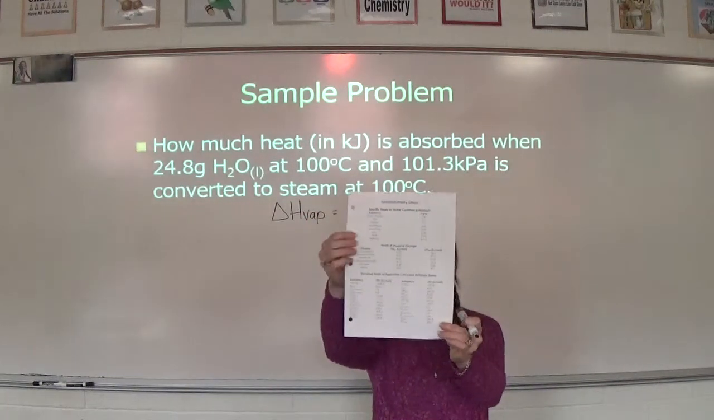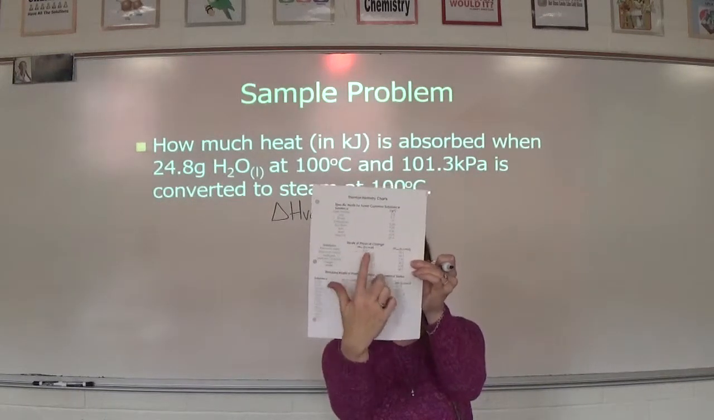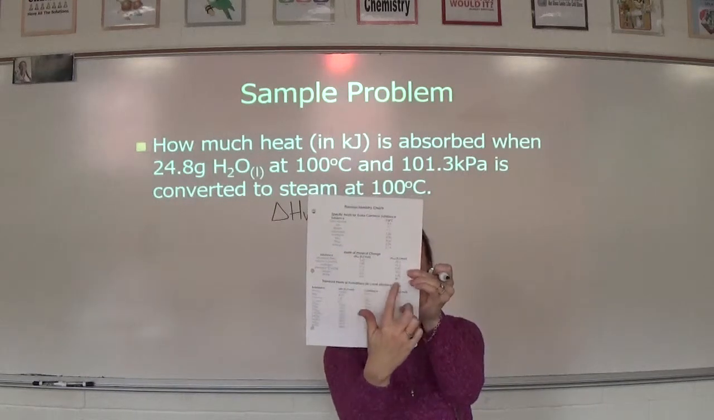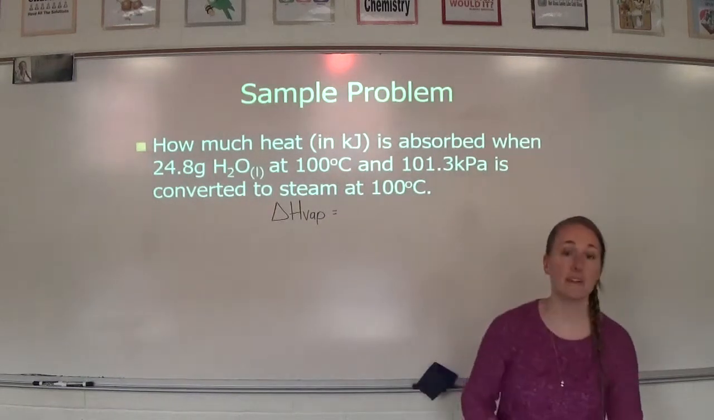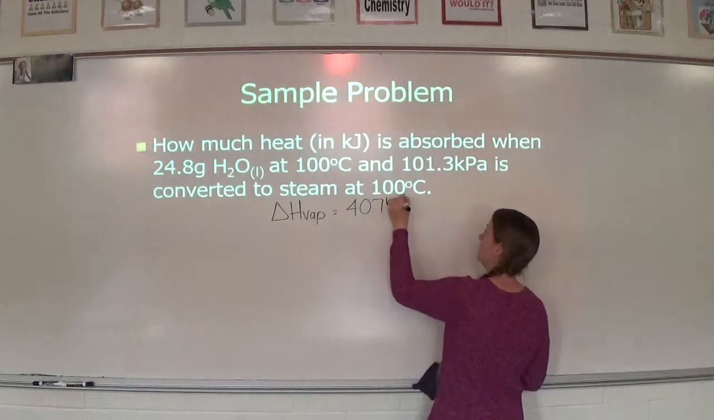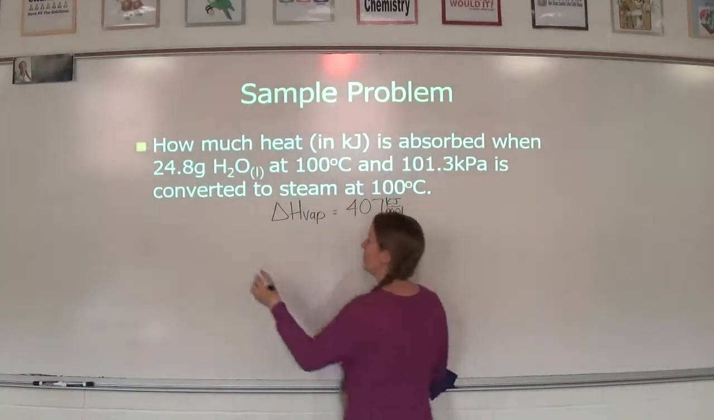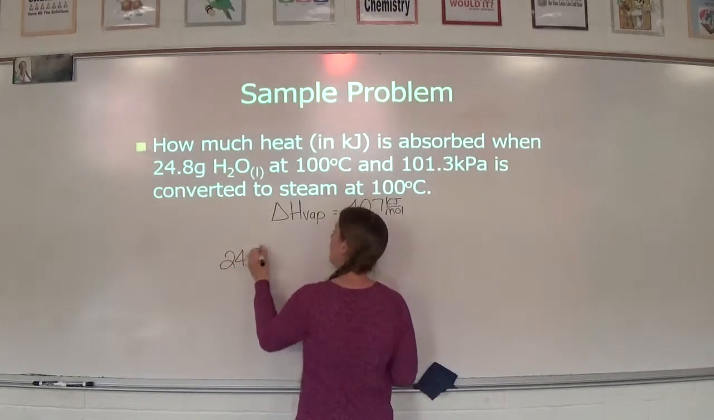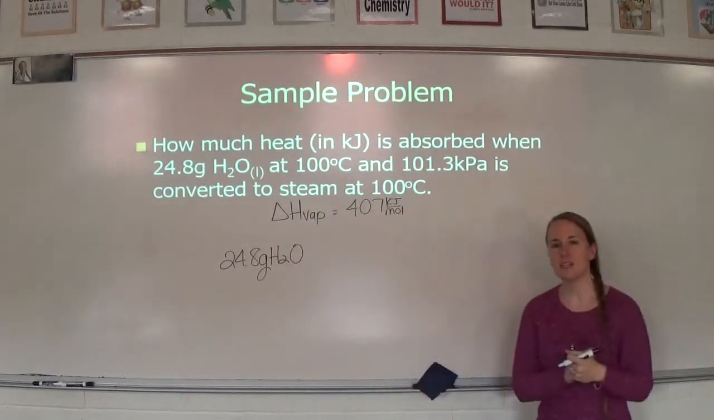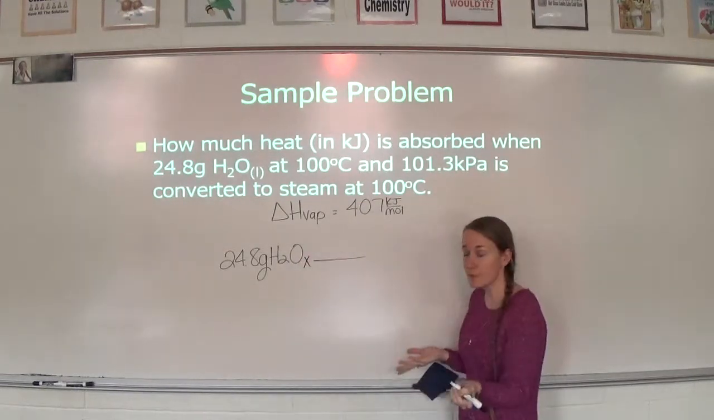So you should have a thermochemistry charts page. It looks like this. Your delta H of fusion and vaporization are right here on this middle chart. If you look for water, delta H of fusion is 6.01 and vaporization is 40.7 kilojoules per mole, of course. So that's 40.7 kilojoules per mole. I'm starting with 24.8 grams of water, but then I'm given 40.7 kilojoules per mole. So of course my first thought should be, oh, I need to change this to moles.